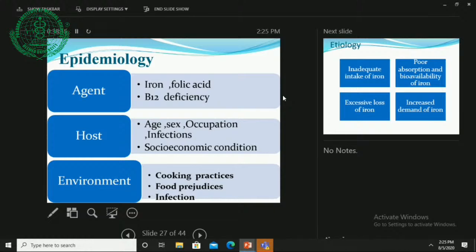Then are the host factors. In host factors you describe the age, which age is affected, which sex is affected, in which occupation it is common, which infections are responsible, and the socio-economic conditions if they are responsible. Then environment; here you can tell about cooking practices, food prejudices, like some of the population doesn't have green leafy vegetables, pure vegetarians, in them B12 deficiency is common, and infections. So you describe the problem under these headings for epidemiology.